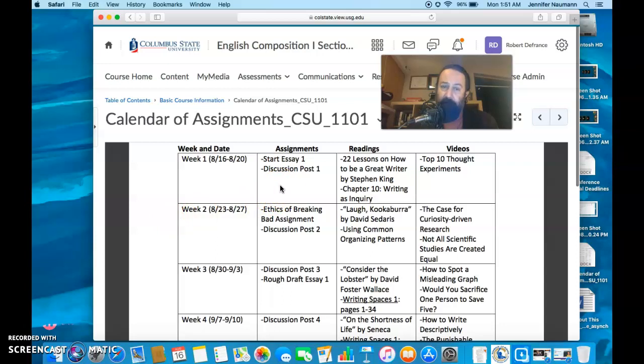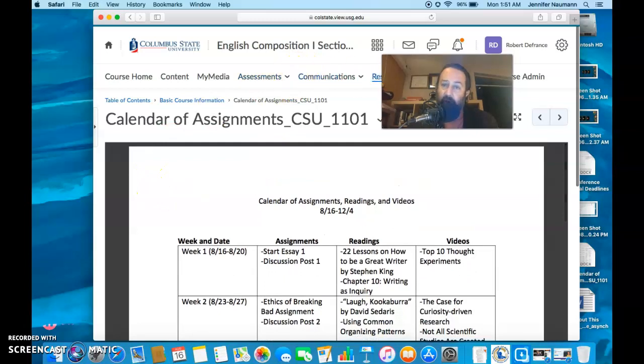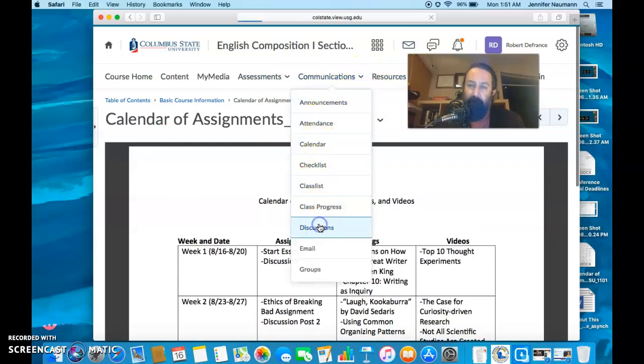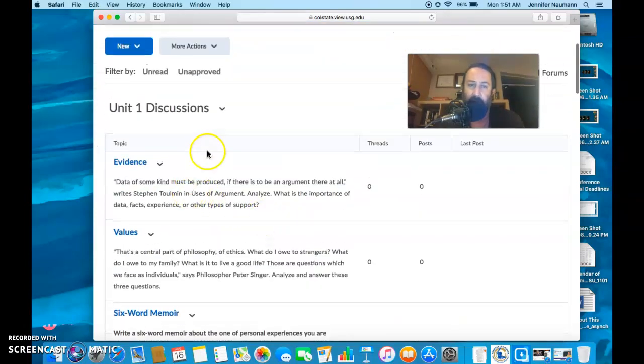So what we'll focus on for week one are these two things here, essay one and discussion post one. Under communications, let's go to discussion, and we have the first one right here. These are 150 words, and this first one is pretty simple. We're looking at the Stephen Toulmin use of argument quote that I love so much: data of some kind must be produced if there is to be an argument at all. What does this mean? And in general, what is the importance of data, facts, experience, and other types of support? What's it useful for? Why do we use them? How is evidence useful?